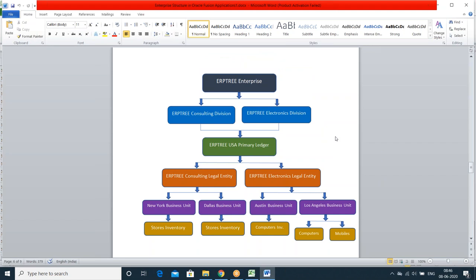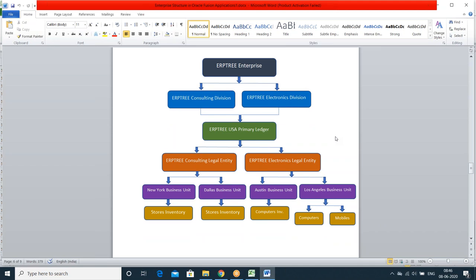If you take a simple example, the client is operating the business in the US and they are in two verticals of business, and they want to maintain those two verticals as two different divisions. If they have two separate registrations for each division or vertical, accordingly we create the two legal entities, under which registration, in which locations you are operating the business, accordingly we create the business units. In reality, however many warehouses they have in the business, the same we have to represent as separate inventory organizations. So this is how we have to create the enterprise structure.